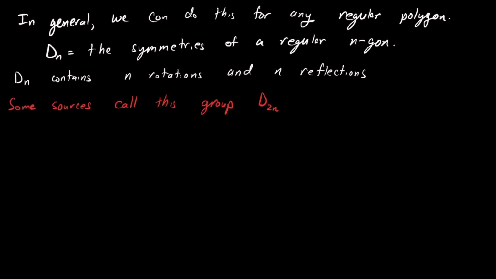One thing I'll point out is some sources call this group D2n to indicate that there are 2n elements in it, and some sources will call it Dn to indicate that it's the symmetries of an n-gon. So if you're reading about this in other sources, be careful about which name is being used.